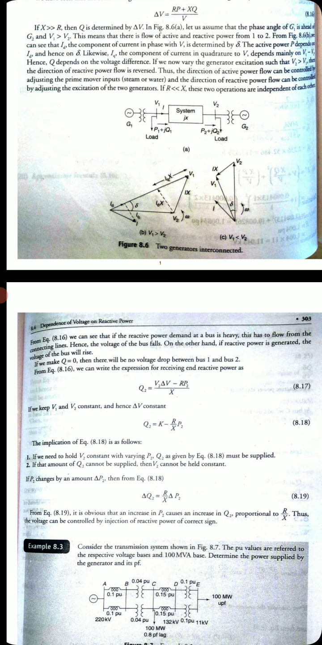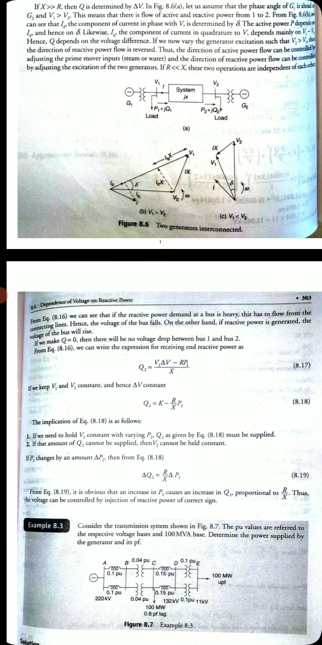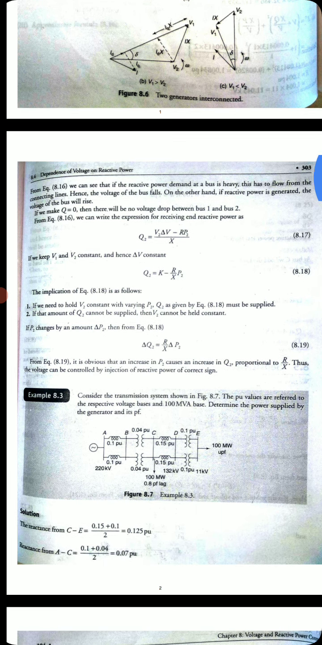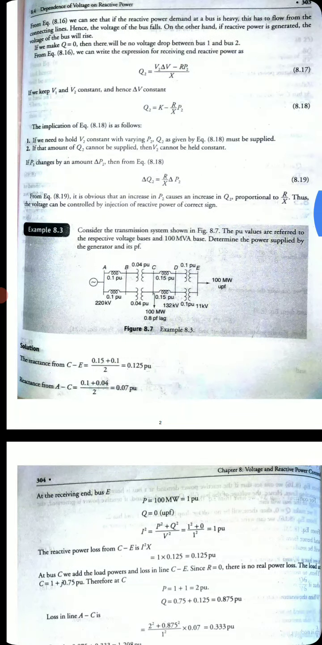So this is the final conclusion: in an interconnected system, in this voltage reactive power control, the change in the real power P2 causes an increase in Q2 proportional to R by X. So the voltage control can be done by the injection of reactive power of correct sign, whether plus or minus. So we will see one problem here now.